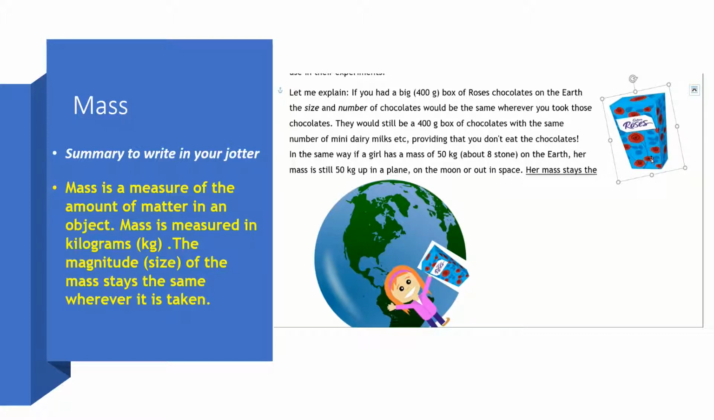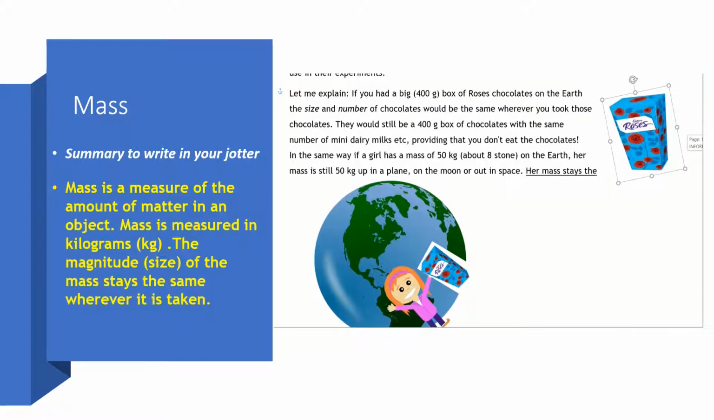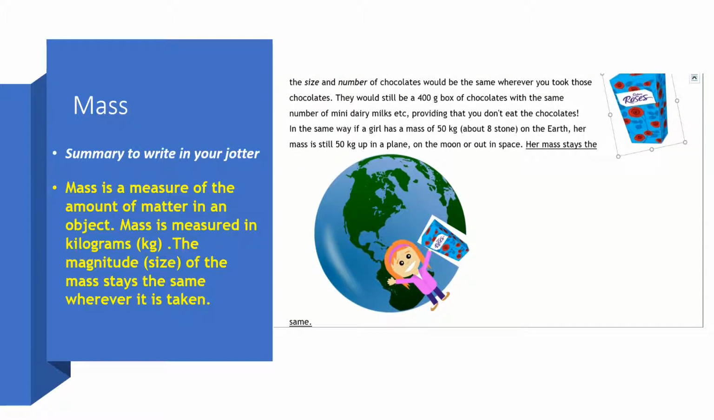I could even take them into space, open them up on the International Space Station, and it would still have the same number of dairy milk chocolates. So the mass, the number of particles, that stays the same. Likewise, if you have a mass of 50 kilograms, which is about 8 stone on the Earth, doesn't matter where we put you, your mass will stay the same. If you go to the moon, around the middle of the space, or anywhere in the universe, you will have a mass of 50 kilograms because that is a measure of the number of particles, the amount of atoms in your body. That is, of course, assuming you don't go on a diet or you don't do a massive number of exercises.